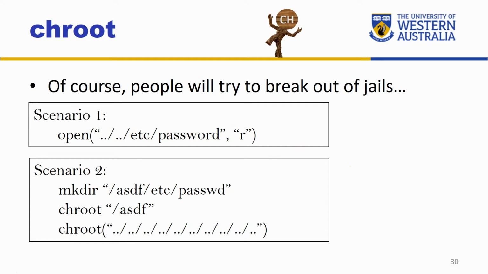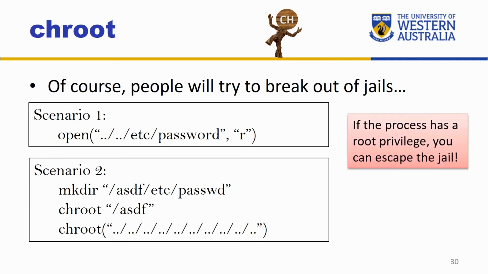But scenario 2 can also work. Make a directory, some random directory called password. We're going to chroot the ASDF, then we can escape the jail. Okay. And this can happen if the process has root privilege, then you can escape. So in scenario 2, if scenario 1 failed, which means you didn't have the root privilege, we're going to grant the root privilege onto the folder ASDF. Okay. So once we have granted root privilege, then we can escape the jail using such sequences down here.